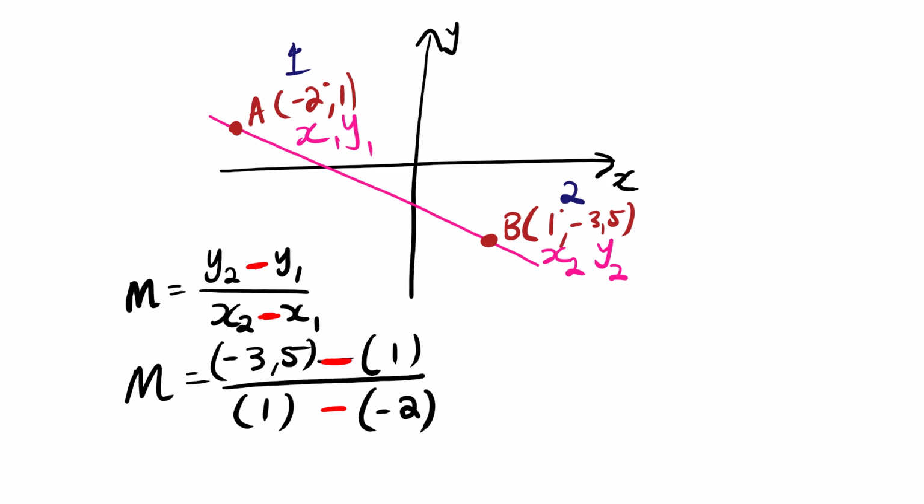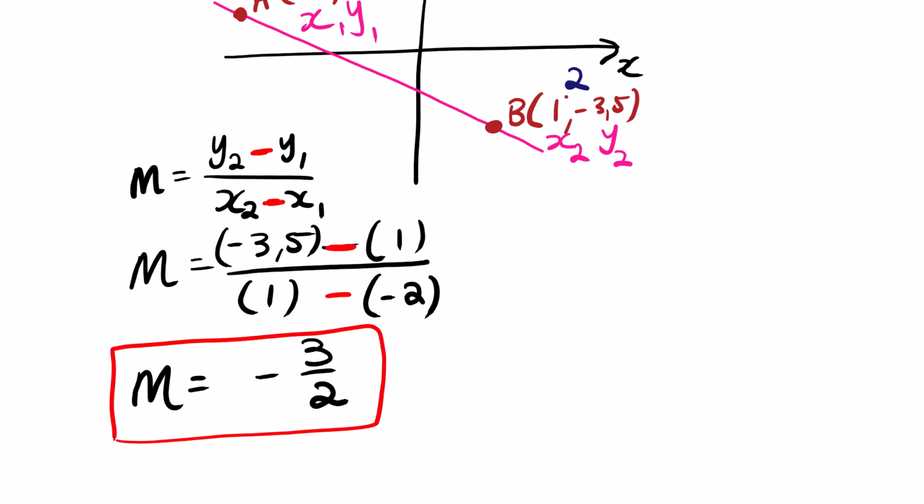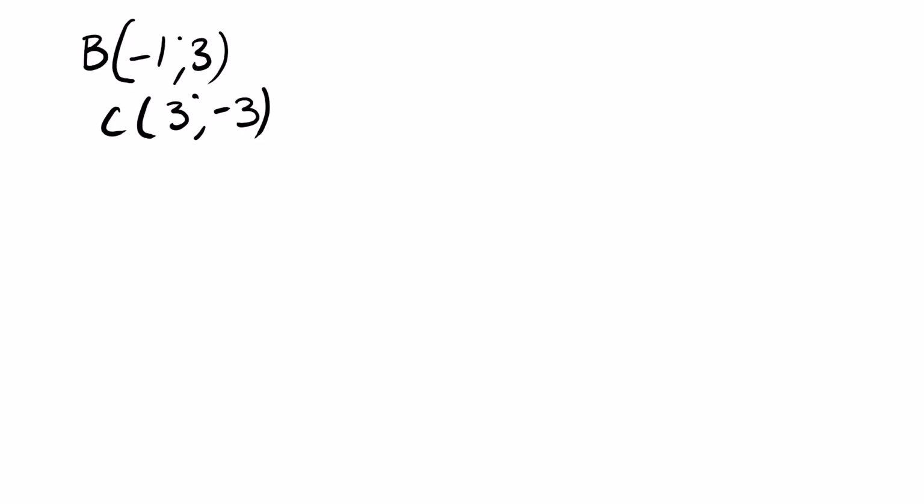Without wasting time, you can simply punch this on the calculator, and then we have -3 over 2. This is how we calculate the gradient. Let us look at example number 2.